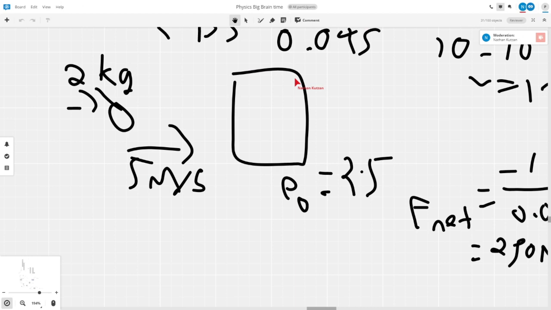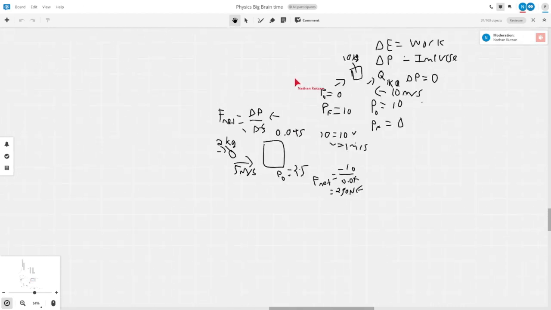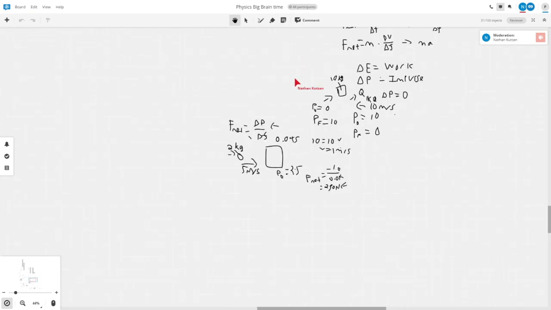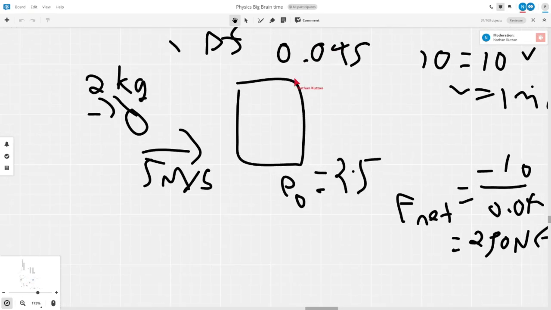I don't, but I just had a small confusion on the earlier problem, the ball and the box. What I was confused about is the initial momentum of the ball was 10, and the box was at rest, so that initial was 0. Why did it, because of the collision, the final momentum of the box became 10?